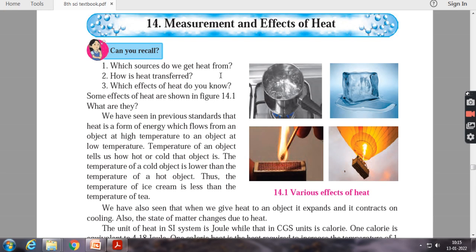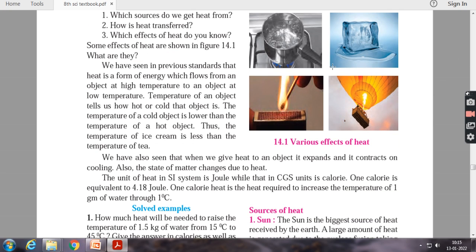Students, this is the revision lesson for your lesson number 14, measurements and effects of heat. So we have already done this chapter. We have seen what heat is, what the different effects are, and how we measure heat. As you know about heat, we can say that there are various types of heat.